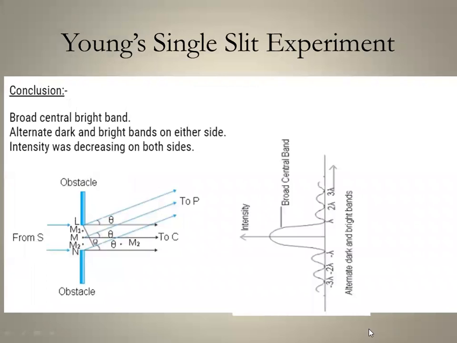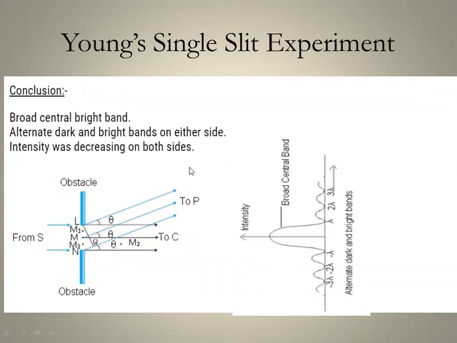So when it comes to the conclusion, what can we conclude? Young's single slit experiment as a conclusion: the broad central band is captured, alternate dark and bright bands on either side are captured, and the intensity is decreasing on both sides. This is what we understood. And let us go to the mathematical expression form of it.